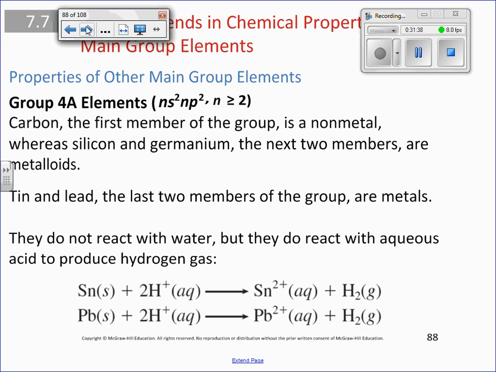Carbon is a nonmetal. Silicon and germanium are metalloids. Tin and lead are metals. Tin and lead will react with acid to give you the same reaction aluminum will. Some people use tin foil in the works.